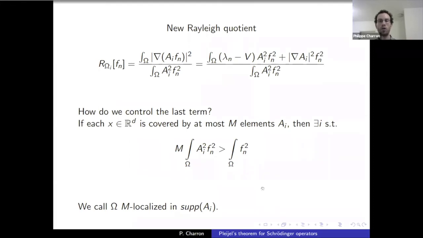So the idea is that for each AI, we're only going to count the number of nodal domains which are m-localized in AI. And we're going to keep m fixed so that in the end, m doesn't mess with our estimates. The way you should see it is that if you have a bunch of cubes and you have overlap just between two adjacent cubes in dimension d, the number of AI such that the support of AI includes x is less than 2 to the d. And it's pretty much the partitions we're going to use.